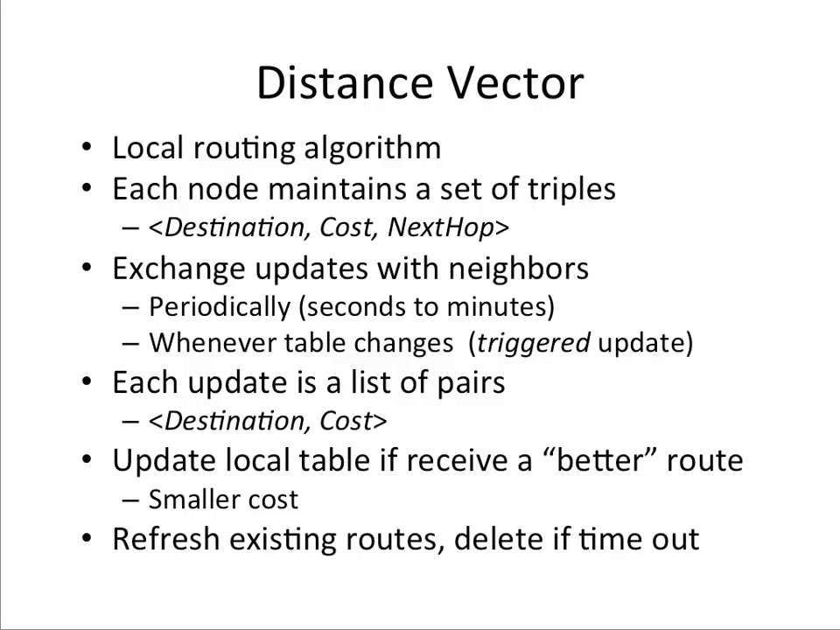A lot of times you do this periodically. Let's say every 30 seconds or every 10 seconds. Why don't you want to exchange this every 100 milliseconds? If you're doing that all the time, that's going to be a lot of extra traffic. And you don't want to do it every few days, because the routing data might be out of date, right?